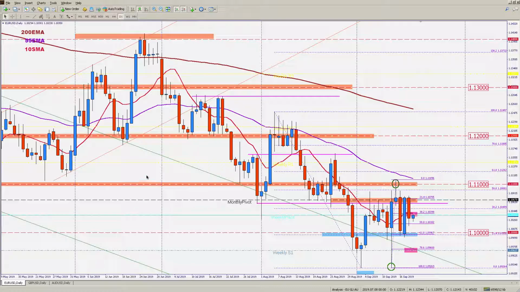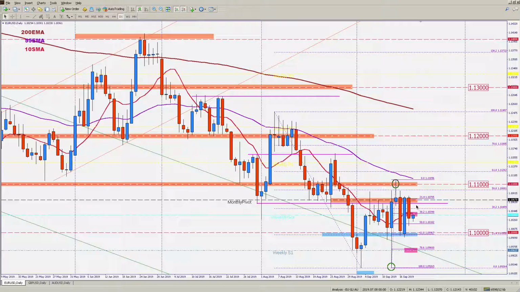This is the daily analysis for Euro, Cable and Aussie Dollar. Let's start off with the Euro. And yesterday it turned out to be bearish after the Fed announcing their rate cut as expected.